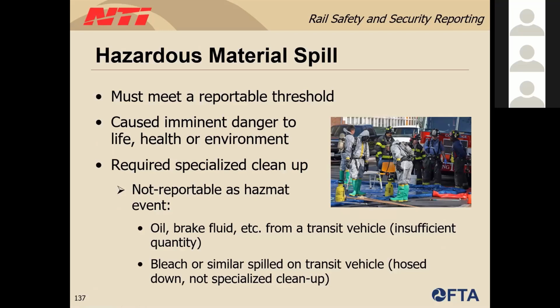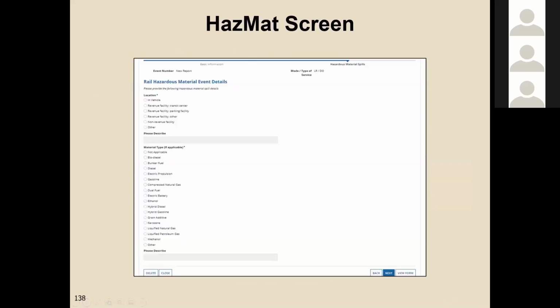A bleach container is carried onto a vehicle, brakes open, and the vehicle is evacuated due to fumes. This would be reported as an other safety event because no specialized cleanup was used. Here is a screenshot of the hazardous material spill screen. As you can see, you report the location of the spill and the type of material spilled.